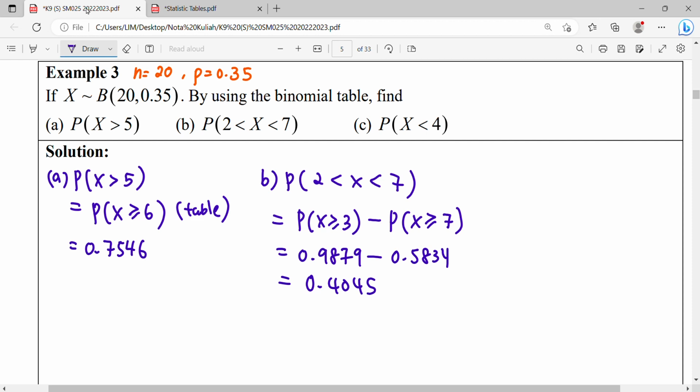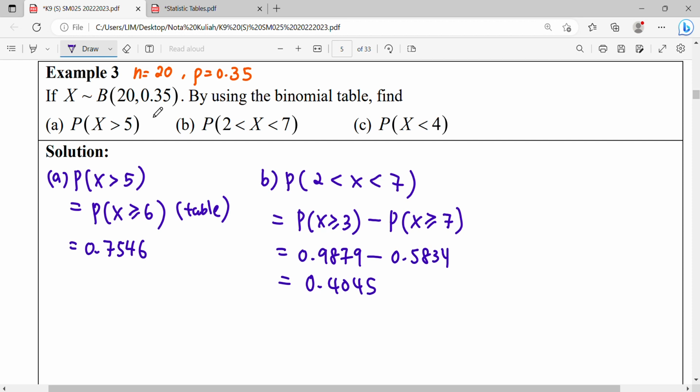So for this question, can I use formula? I want to calculate one by one. Can I use formula for question A? Do you want to calculate 6, 7, 8, 9, 10, 11, 12, until 20? Or you want to calculate as reverse 1 minus 0, 1, 2, 3, 4, 5. Troublesome, right? So based on distribution you have, you have to choose one method. Is it suitable for table or suitable for formula? If table have, we continue to table. If table don't have, we calculate by formula one by one.